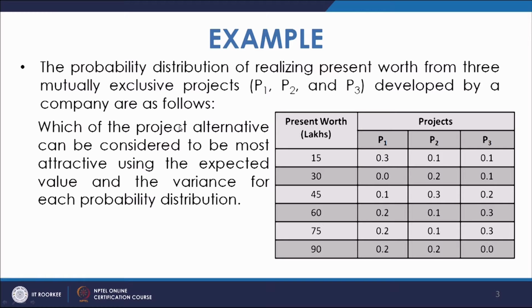So, you have the three projects and you have these present worth values and the probability associated with them. Suppose the probability of getting a present worth of 15 lakhs is 0.3. Similarly, the probability associated with P1 for getting 30 lakhs of present worth is 0 and so on. The probability distribution is shown for each project, which will yield the corresponding present worth.